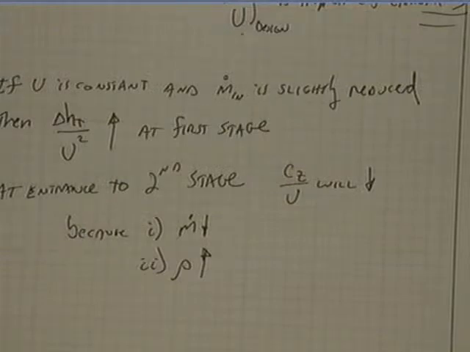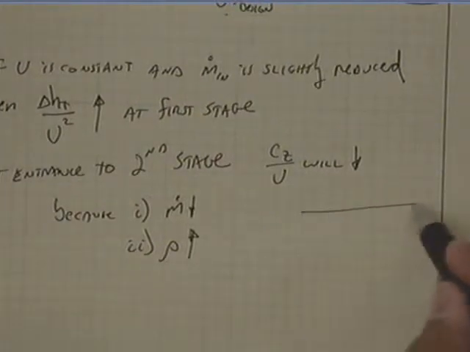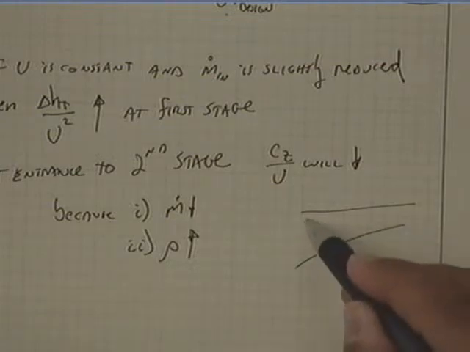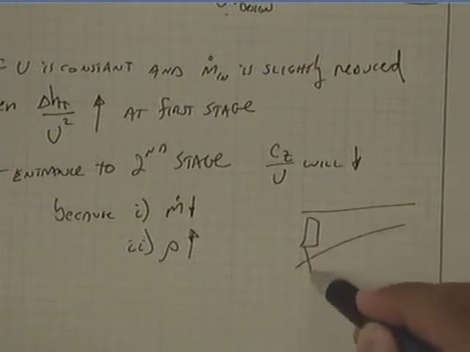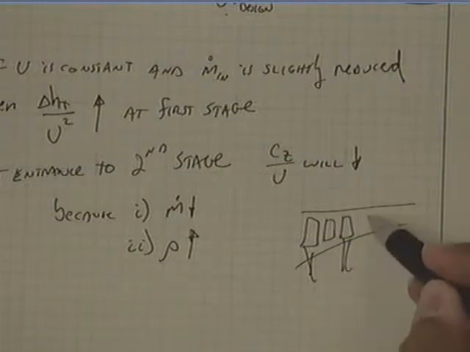So that means that a greater decrease in the CZ over U from the design point in the second stage causes even more work to be done and density to go higher. Okay? So again, let's back up. I've got this multi-stage axial flow compressor. So I've got all these, I don't know, X number of stages. I'm just going to draw a few in here.